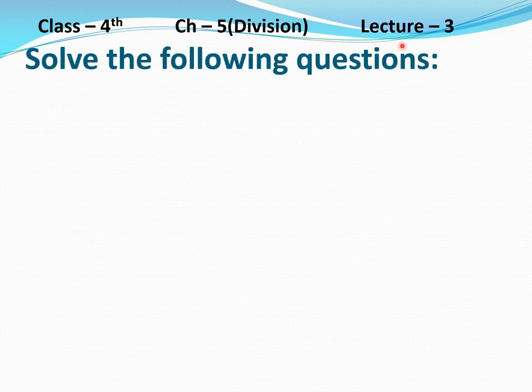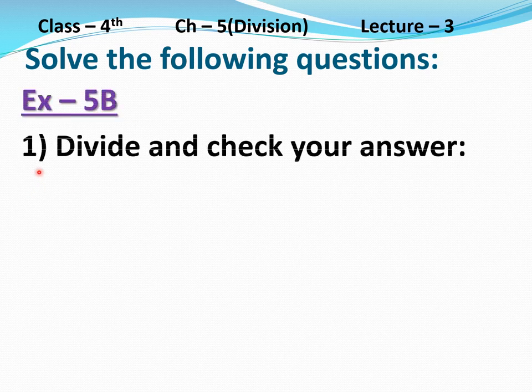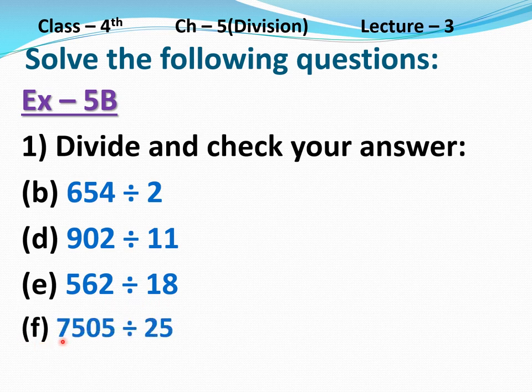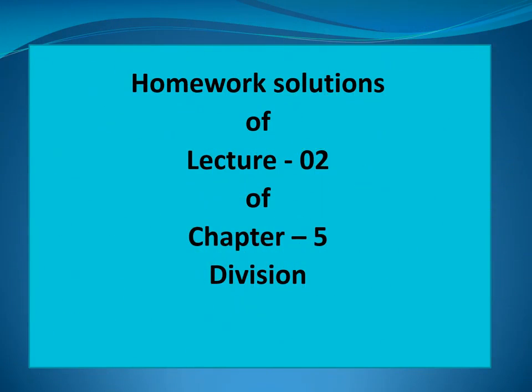Now solve the following questions assigned as homework. Exercise 5B. Question number 1. Divide and check your answer. B part 654 divided by 2. D part 902 divided by 11. E part 562 divided by 18. F part 7505 divided by 25. These are the questions assigned as homework. Now I will discuss homework solutions of lecture number 2 of chapter number 5, division.